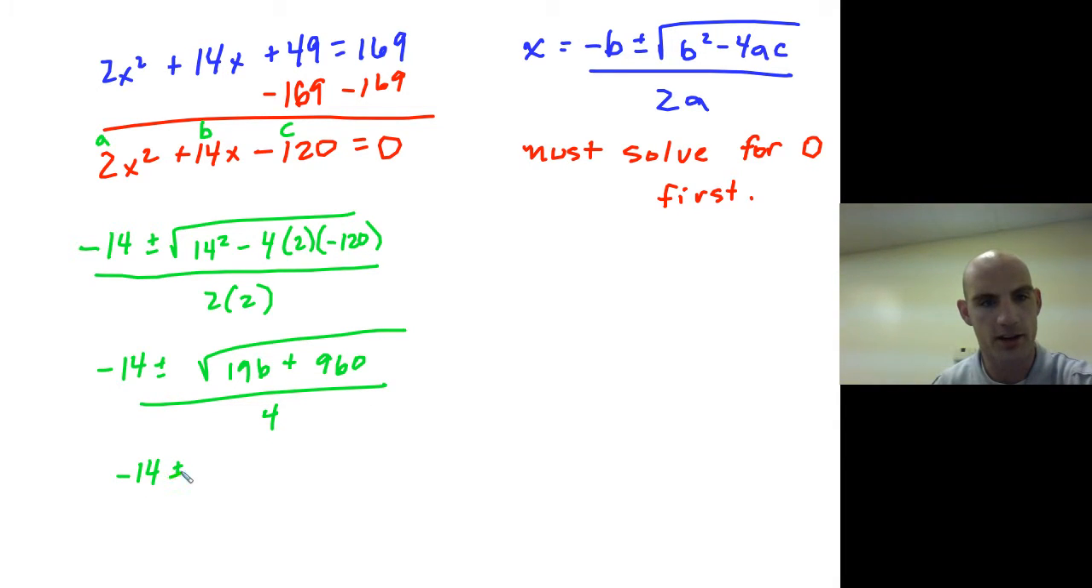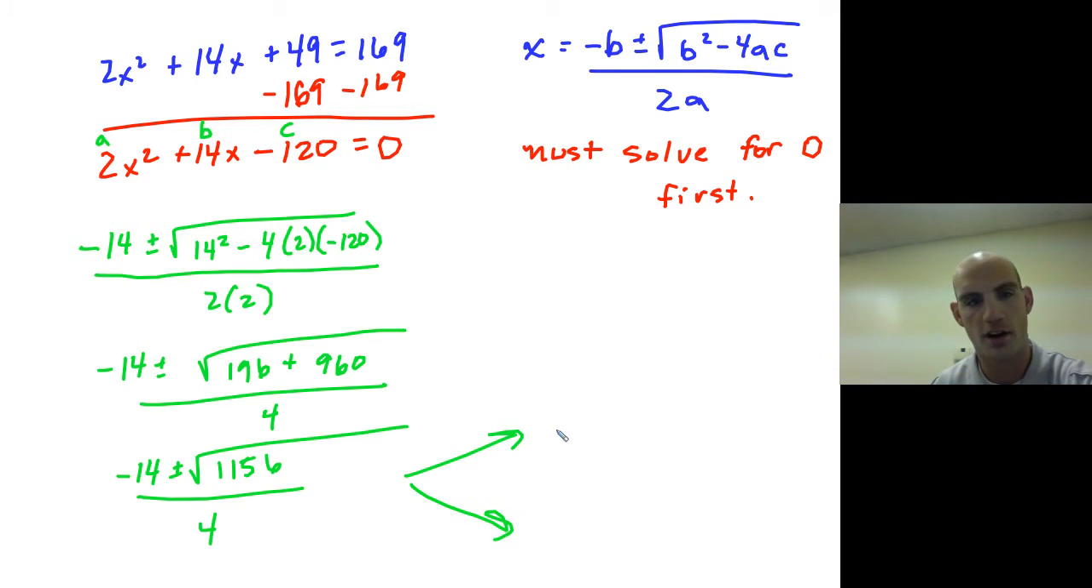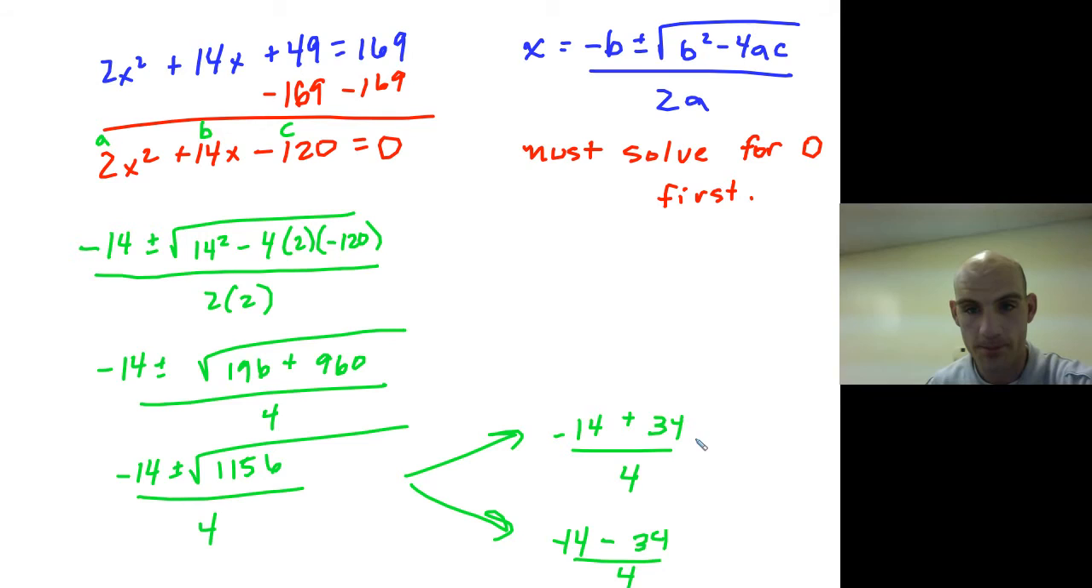So I've got negative 14 plus or minus the square root of 1156 over 4. And this can go one of two ways. Alright, so I've got negative 14 plus the square root of 1156. That's going to be 34. And I've got negative 14 minus 34 over 4. Well, this way, it gives me 20 over 4 equals 5. This way, it gives me negative 48 over 4 equals negative 12.